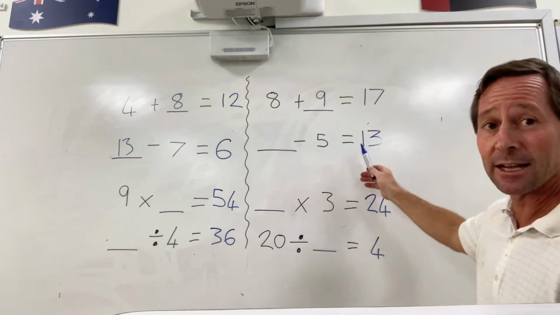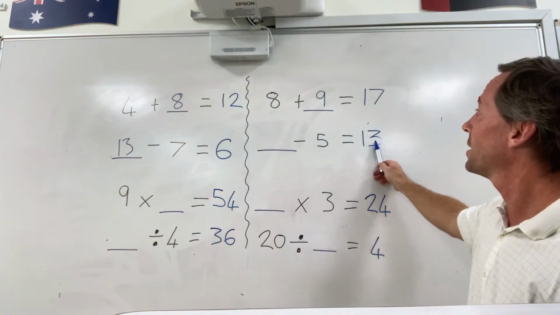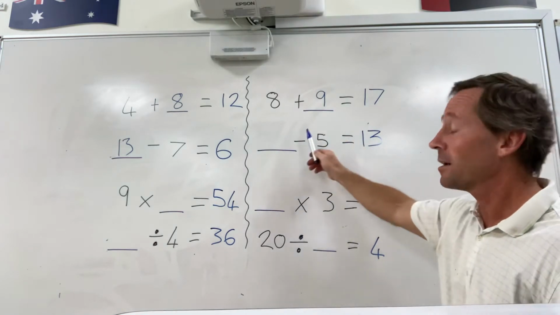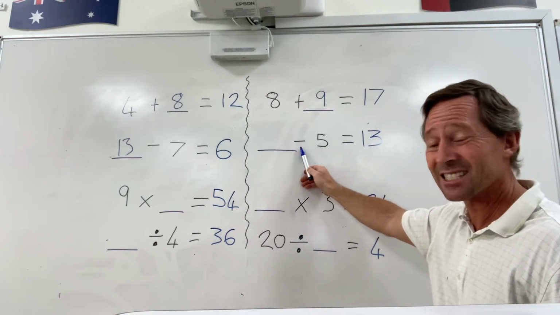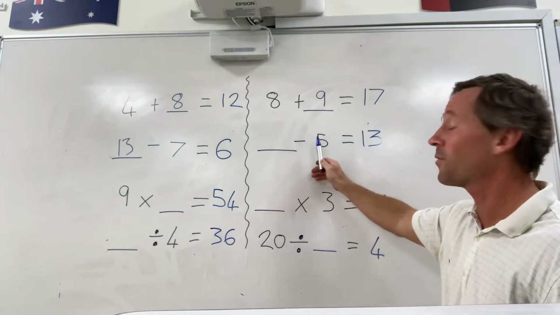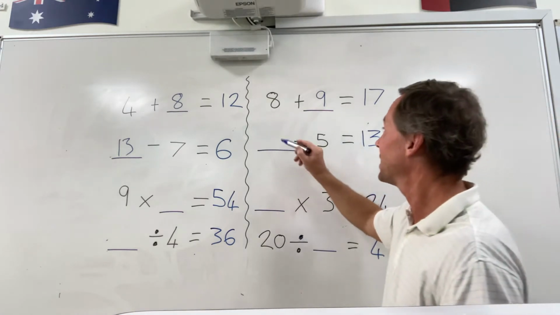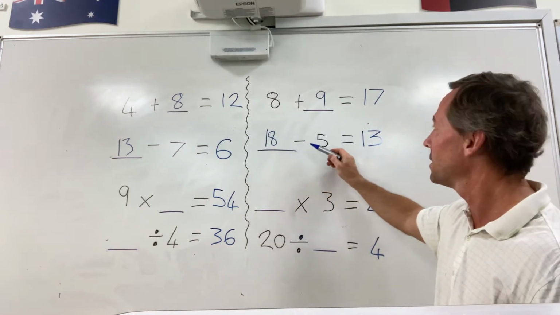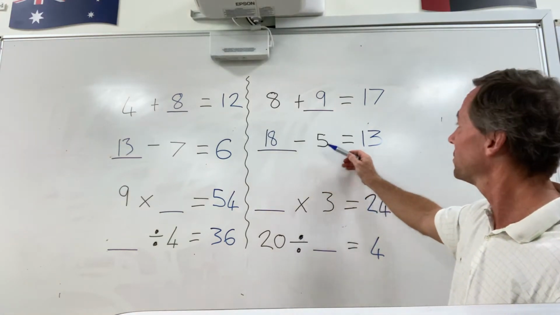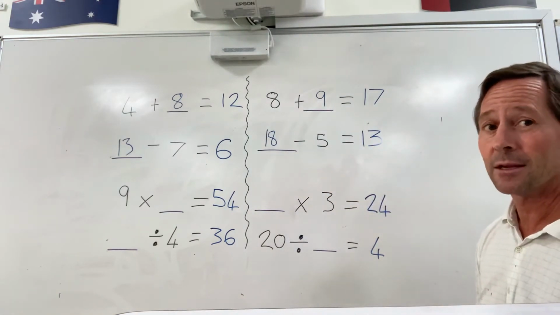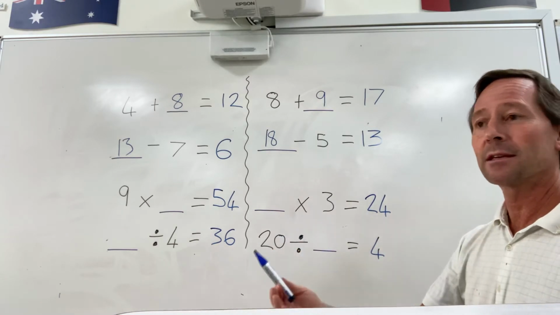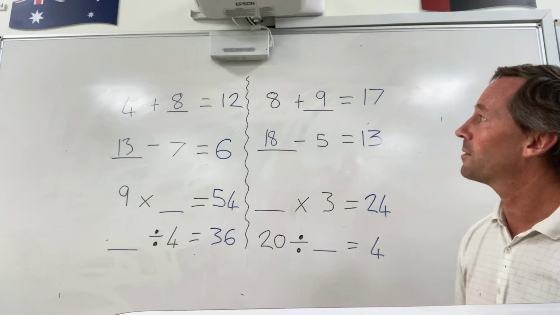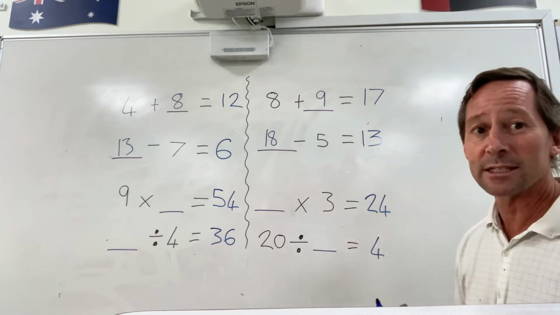So same deal again. Instead of something minus 5 equals 13, we're going to say 13, the opposite is plus. So 13 plus 5 is 18. Double check. 18 take away 5 equals 13. So this is where the operation is what we're looking for. The operation is doing the opposite.